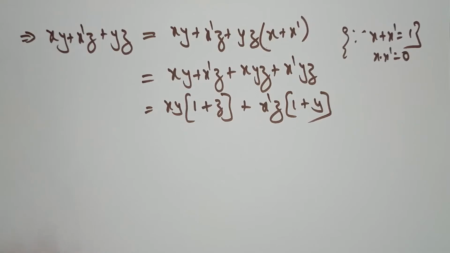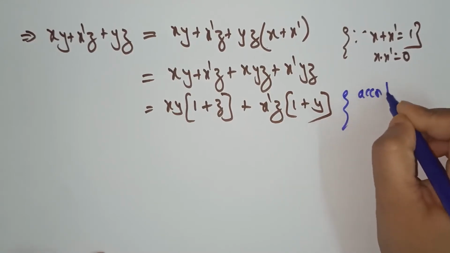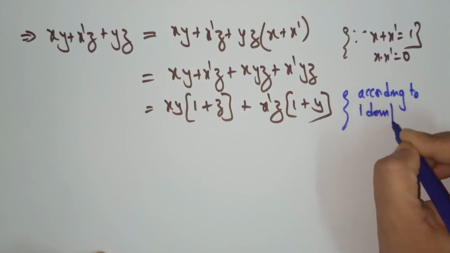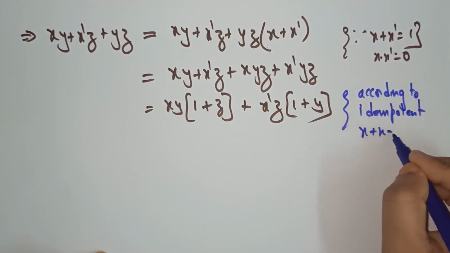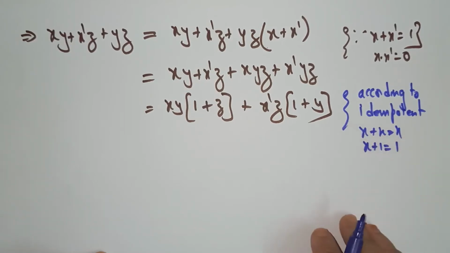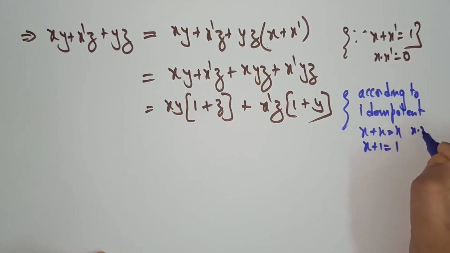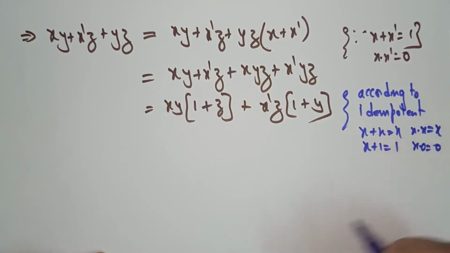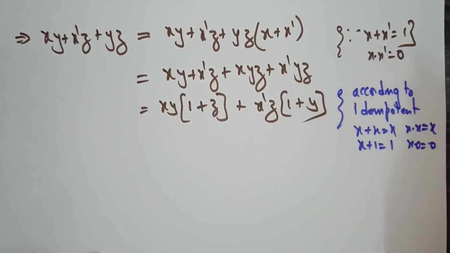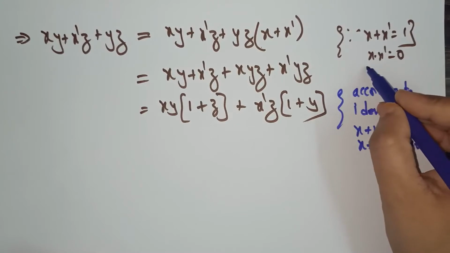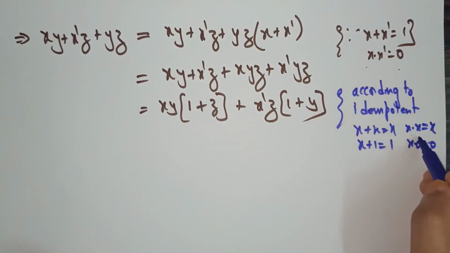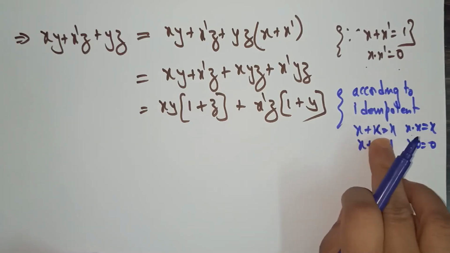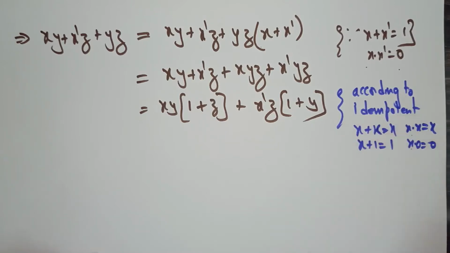So according to the idempotent theorem, let me write this: x plus x is equal to x, and x plus 1 is equal to 1. In the same way, x dot x is equal to x, and x dot 0 is equal to 0. So this is another formula. If x into x dash, you will get 0, it's a complement. But x into x, if two x's or two y's are there, you have to take only one x. And x dot 0 is anyhow 0 only. But x plus 1 is 1. X plus x is also x. X into x is also x.